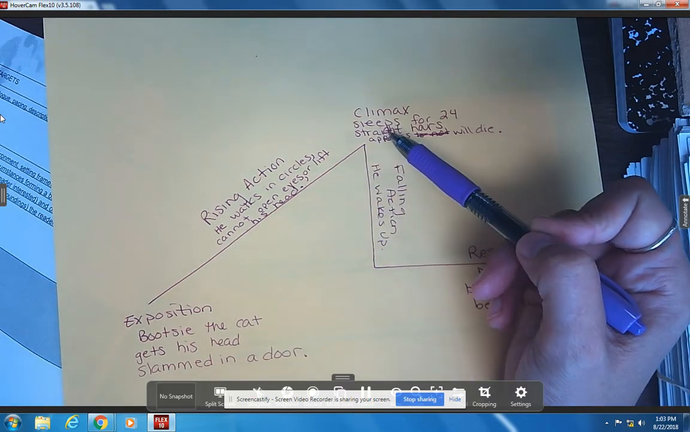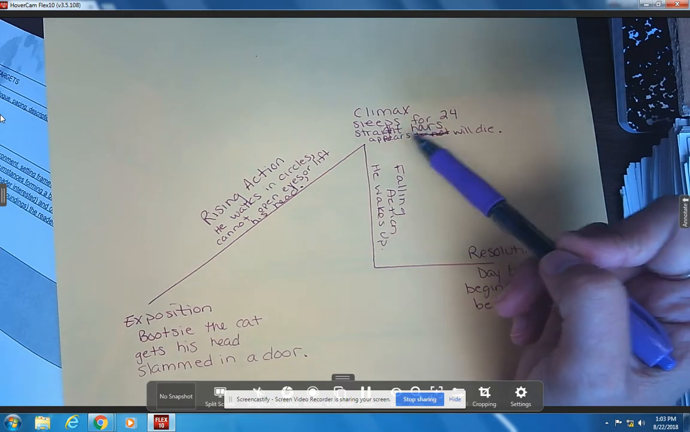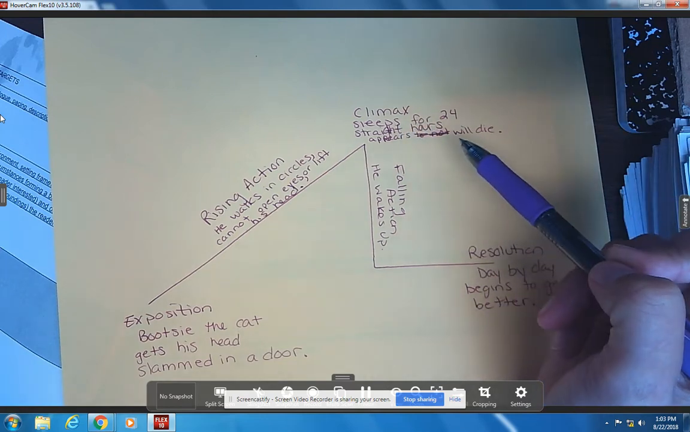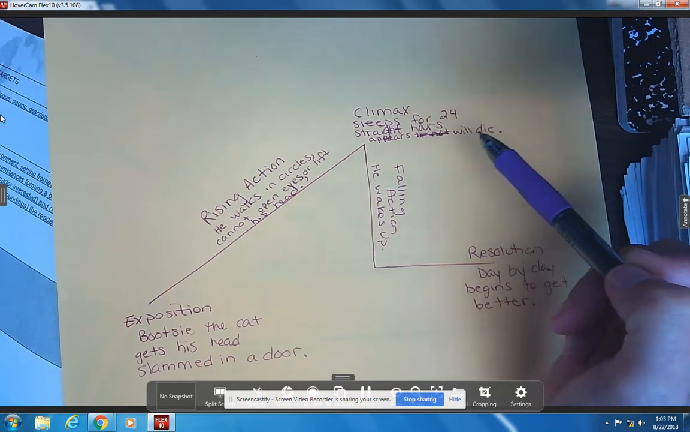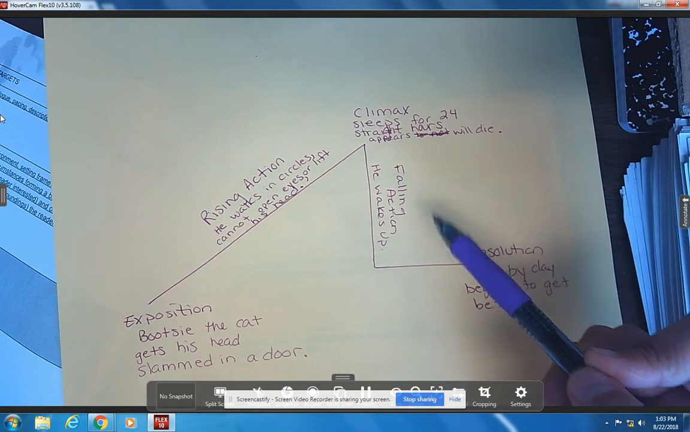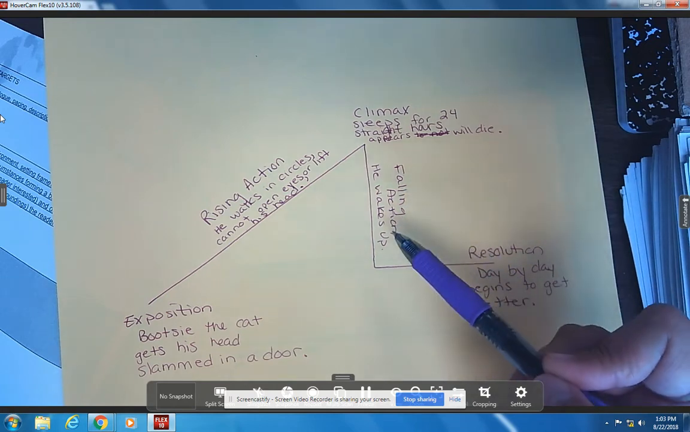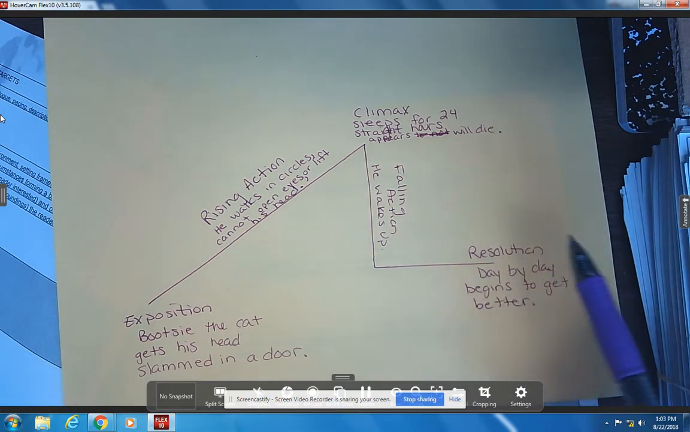Eventually, he passes out and falls asleep, and he doesn't wake up for 24 hours straight. So I'm under the impression at this point he's going to die. He's not going to make it through, and he'll just eventually stop breathing. And then all of a sudden, when I least expect it, he wakes up. And then my resolution would be explaining the day-to-day aspects as he begins to get better and better and the way he starts getting better and better.